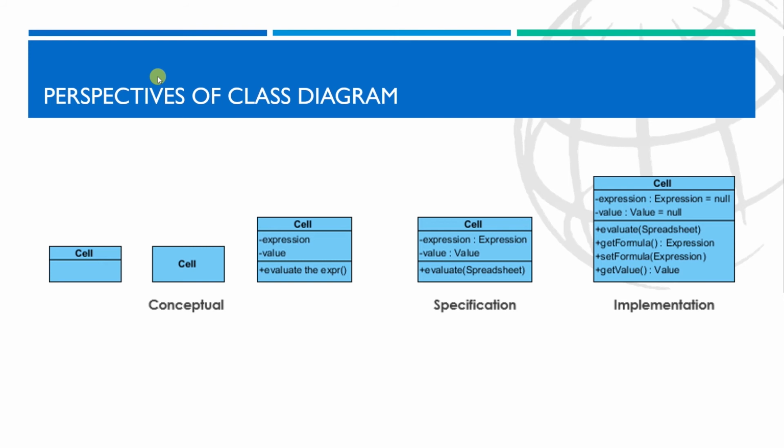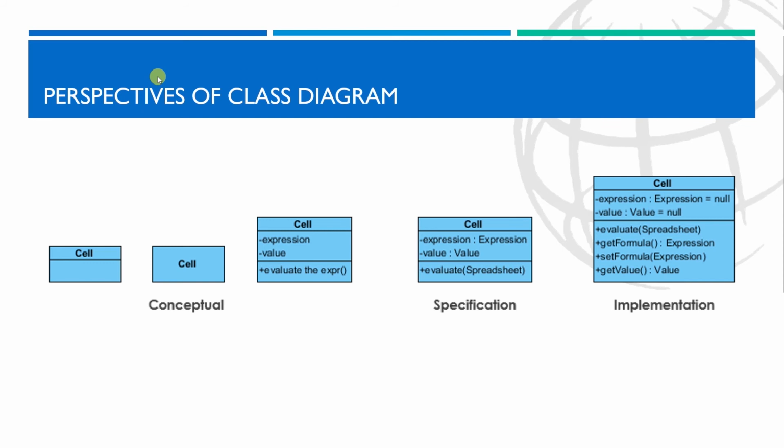A diagram can be interpreted from different perspectives. The conceptual perspective represents the concepts in the domain. The specification perspective focuses on the interfaces of abstract data types in the software. And the implementation perspective describes how classes will implement their interfaces. The perspective affects the amount of detail to be supplied and the kinds of relations worth presenting.